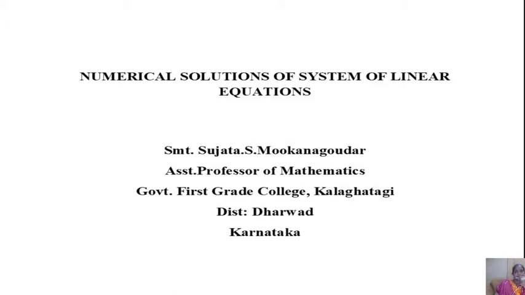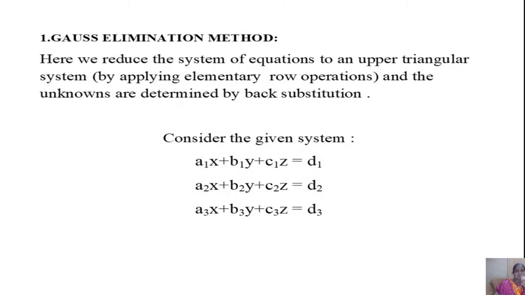My topic is numerical solutions of system of linear equations. First among that, we are going to study the Gauss elimination method. For the given system of equations, we reduce the system into an upper triangular system by doing elementary row operations, and the unknowns are determined by substituting backwards.